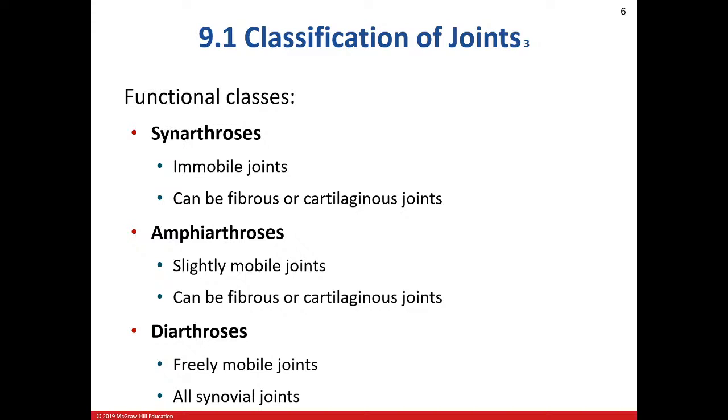Amphiarthroses are slightly movable joints, and they can be fibrous or cartilaginous. And then diarthroses are going to be freely mobile joints. These are the joints you're probably thinking of when we talk about joints in the body, and that's going to be all synovial joints.